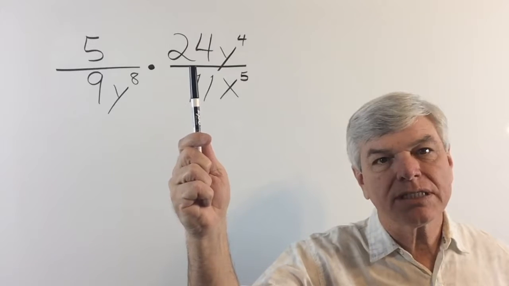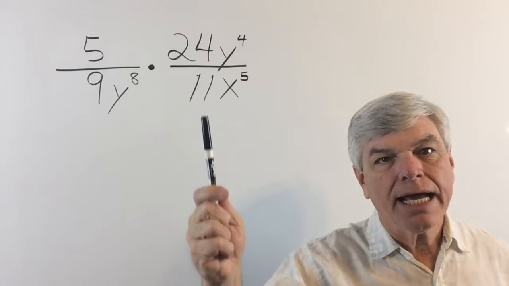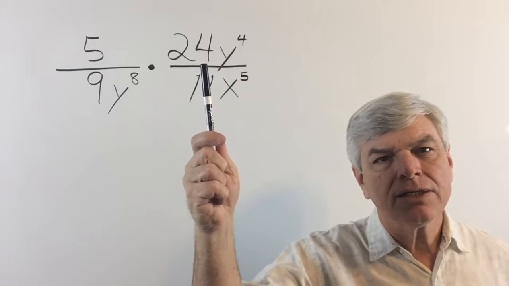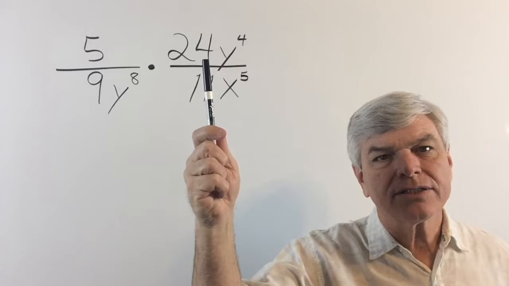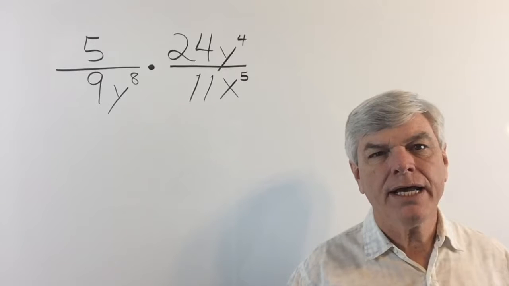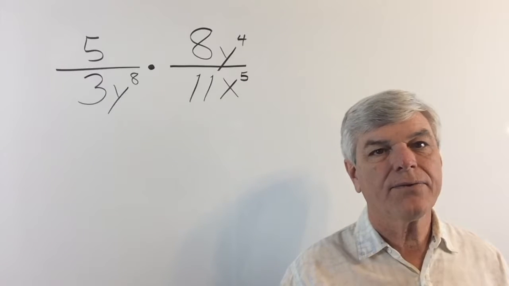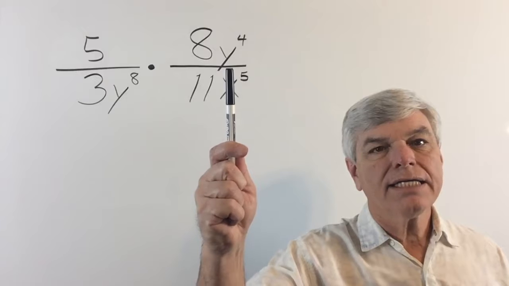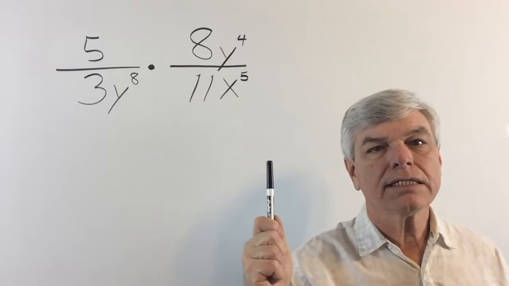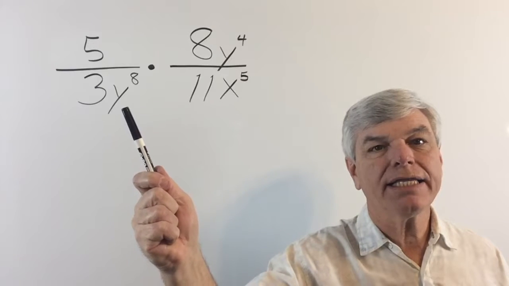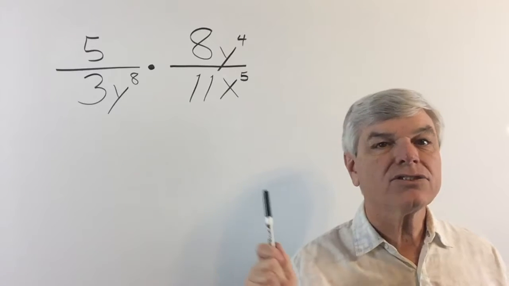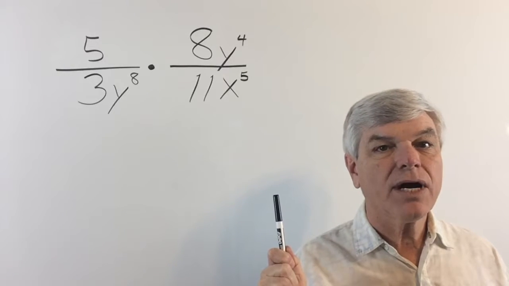And now our next one is going to be 24, and the 24 is not going to go into 11. No common factors there. 24 and 9, we have a common factor of 3, and we have 8 and 3. And then our last factor is y to the 4th. And let's see, we have y to the 8th here. There's no y here. And so 8 minus 4 is going to be y to the 4th.